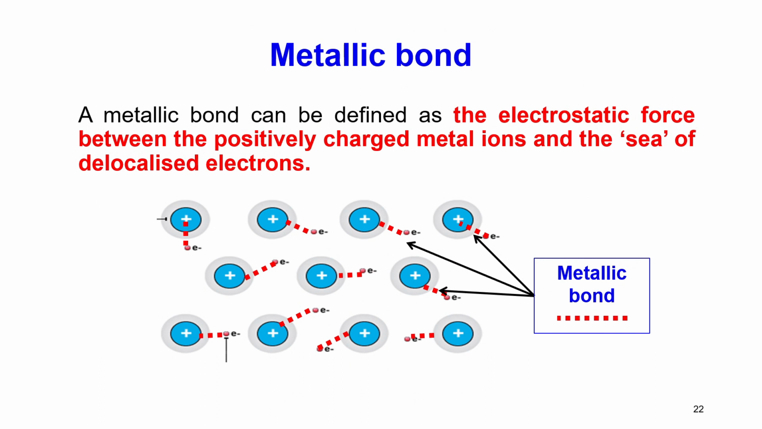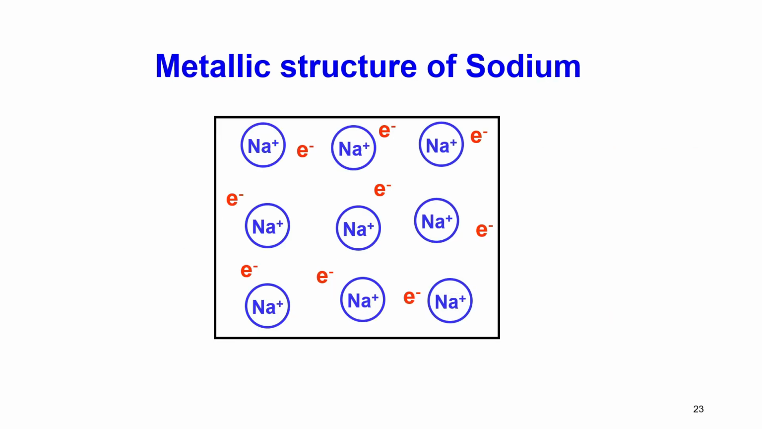So a metallic structure or a metallic bond can be defined as the electrostatic force between the positively charged metal ions and the sea of delocalized electrons. It means it is the electrostatic force between positively charged metal and the sea of electrons around the metallic element. This is an example of the metallic structure of sodium. A sodium atom will release one electron, so it gets electrostatic force between positively charged and negatively charged.